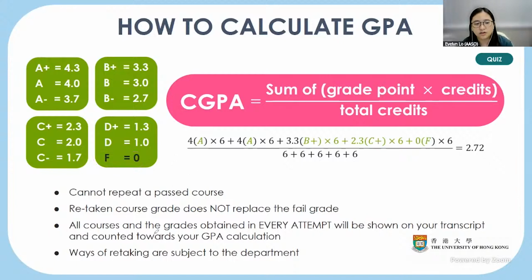And all the course grades in every attempt will show on your transcript and will count towards your GPA calculation. So touch wood, if you fail the same course 2 times, you'll get 2 zeros in the GPA. And the ways of retaking the subject depend on the department. So some departments allow you to just retake the exam. Some require you to retake the whole course.